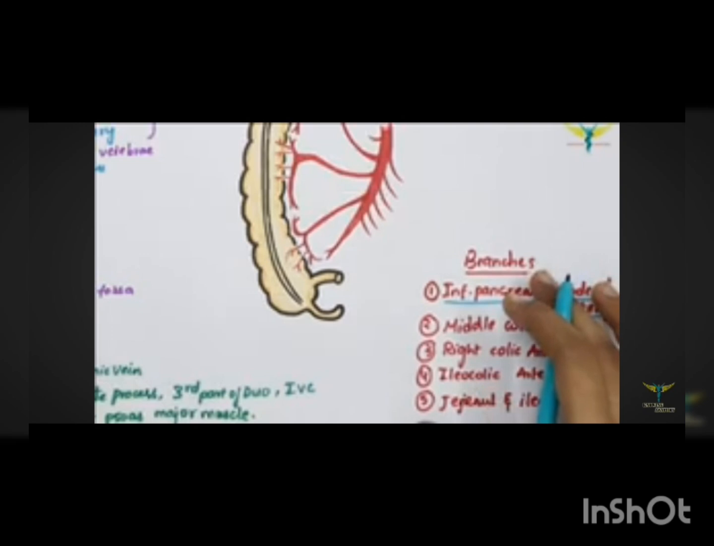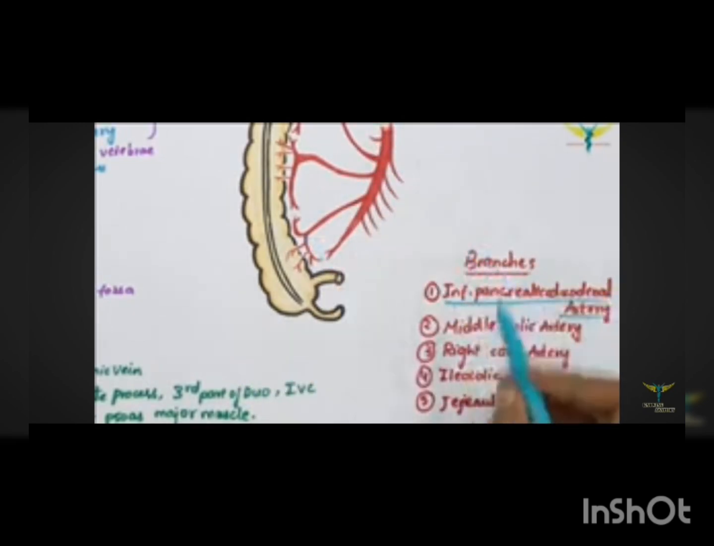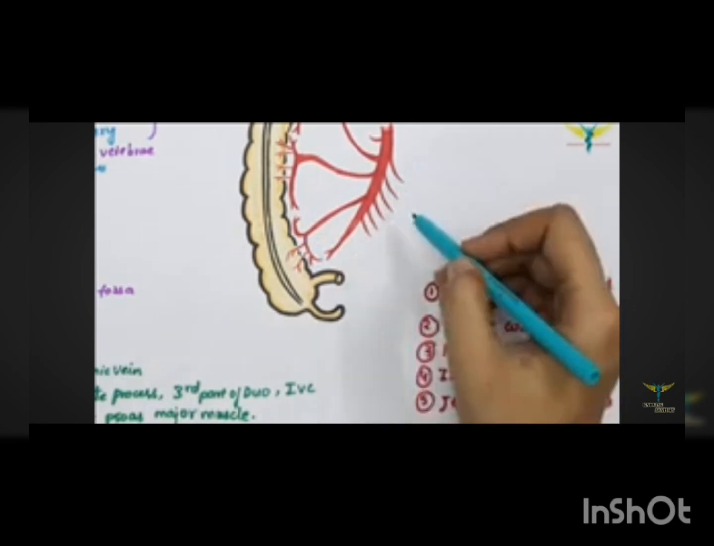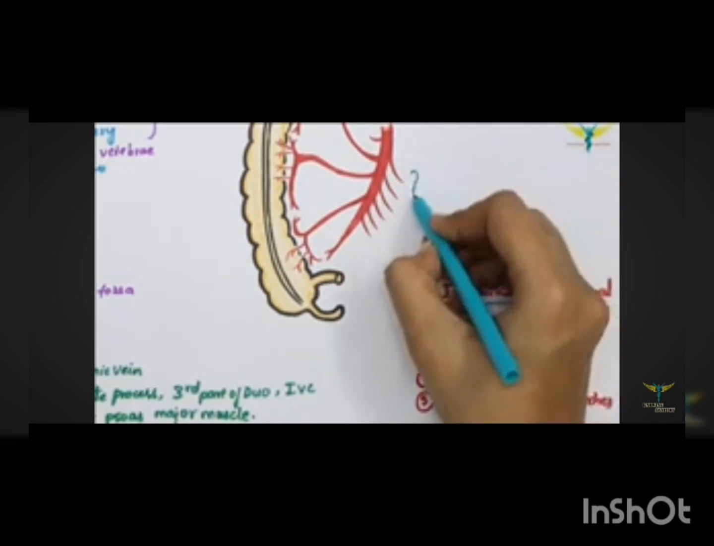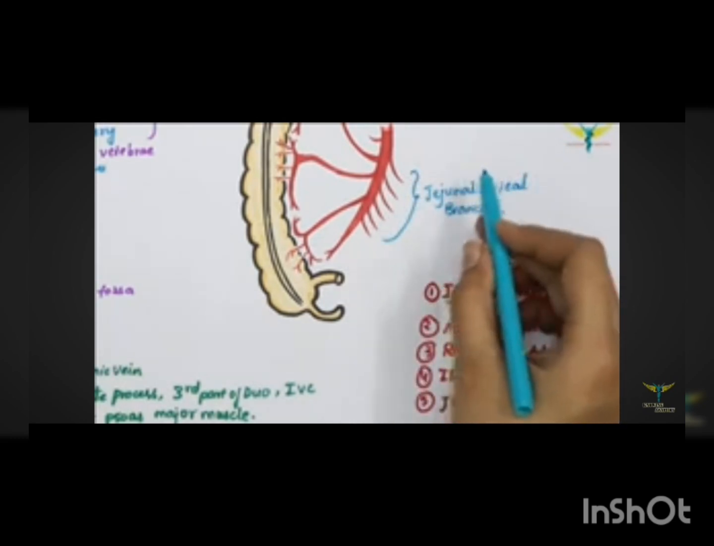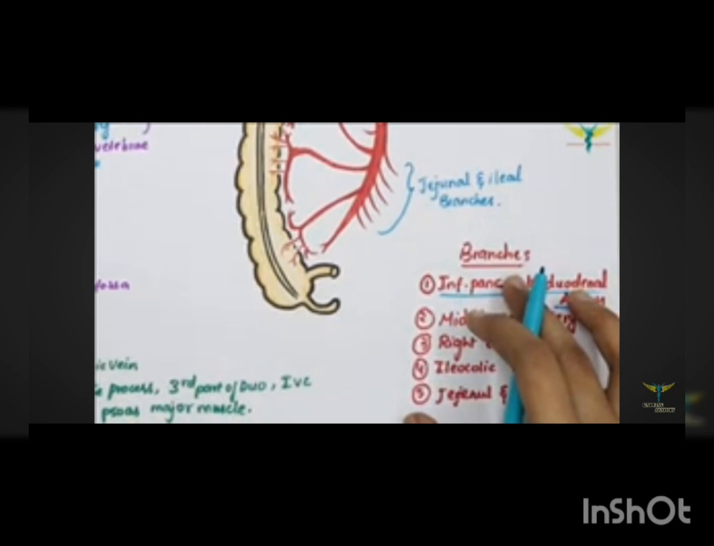All the branches of the superior mesenteric artery arise from the right side except the jejunal and ileal branches, which arise from the left side. So these are the jejunal and the ileal branches which arise from the left side. And now let's talk about each and every branch of the superior mesenteric artery.